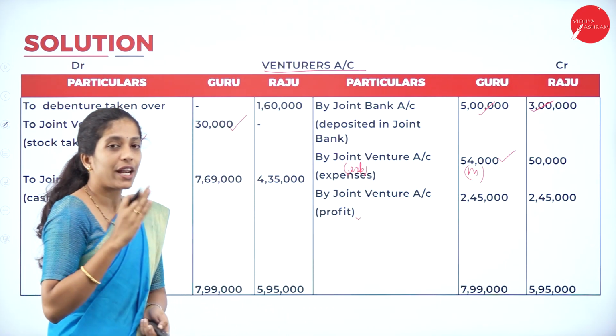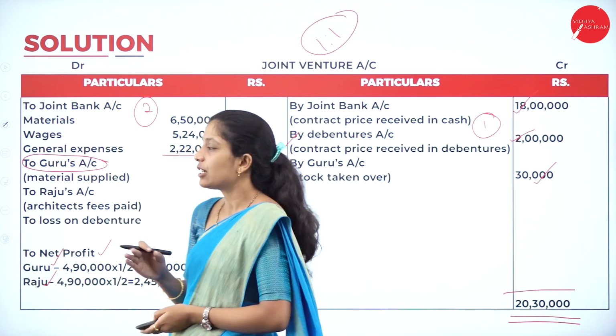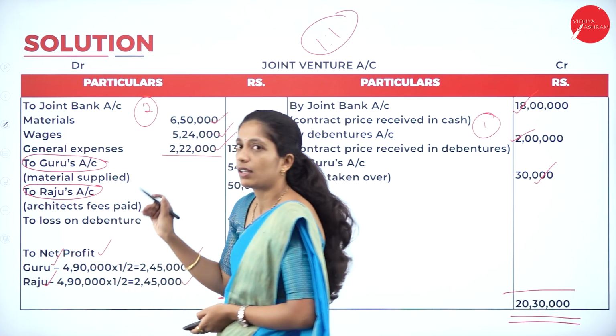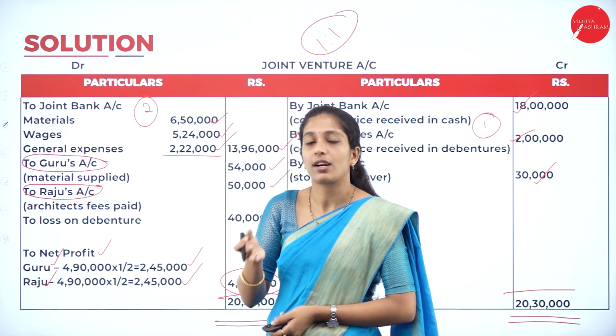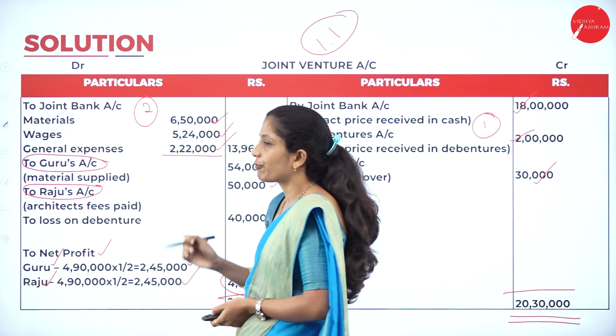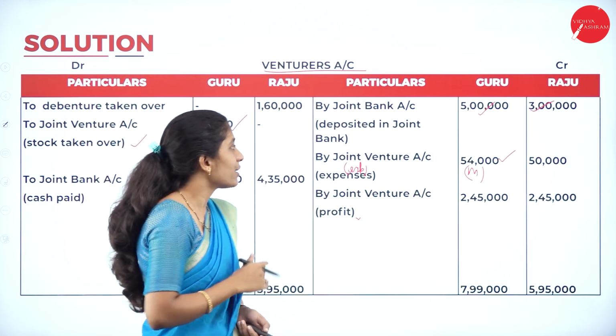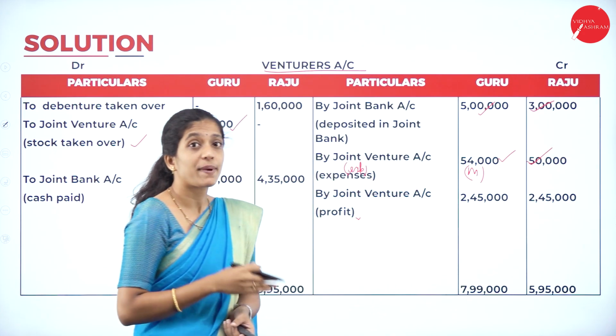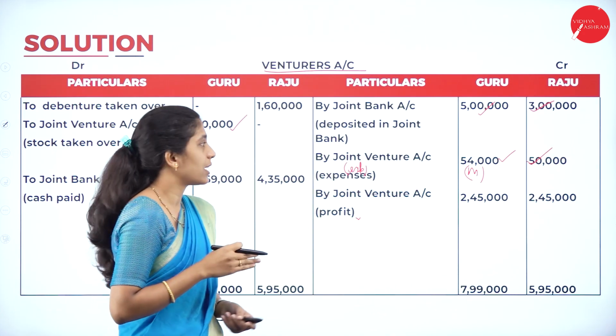Now in the same way, if you see the debit side once again, here we have transferred to Raju's account. That is to Raju's account. So how do you record in your venturer's account? By joint venture account, how much? 50,000. So by joint venture account, 50,000. That is for expenses incurred by the venturer.